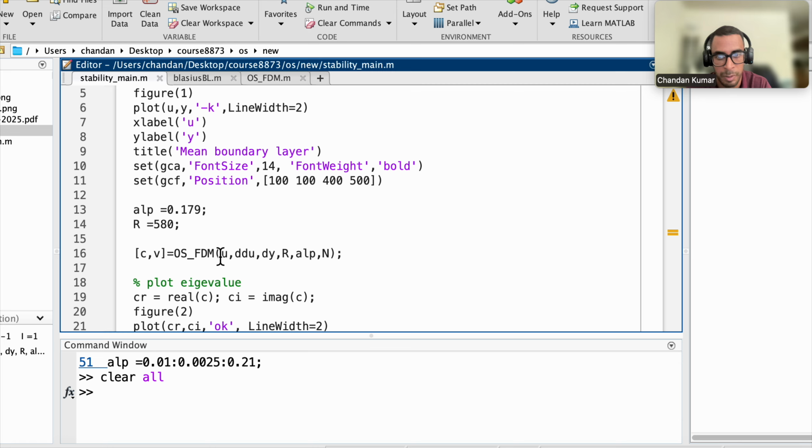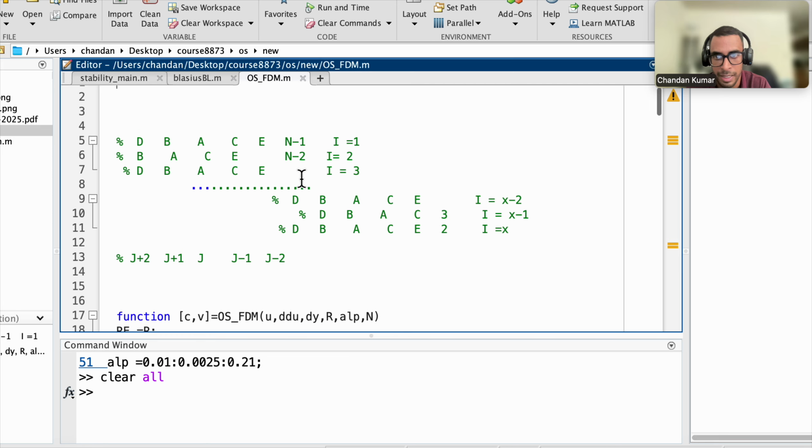So it takes the information of velocity, second derivative of velocity, dy spacing, r, which is the Reynolds number, and alpha, which is the streamwise wave number, and n, the number of grid points. So it takes this information and it returns the c and v. So c is basically the eigenvalue and v is the eigenvector. So let's go into the OS FDM and just check.